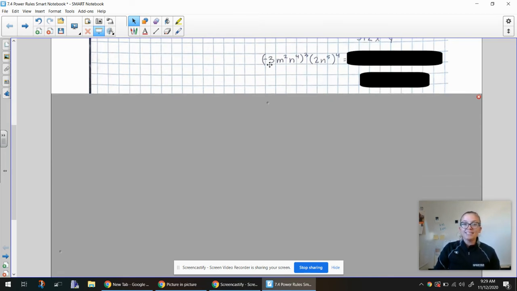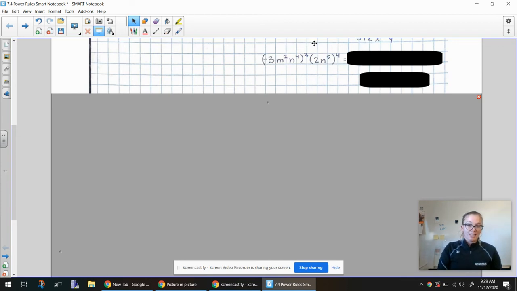Next example, we have (-3m²n⁴)³ times (2n⁵)⁴. Again, we're going to evaluate each individual expression, then we will multiply the two expressions together.